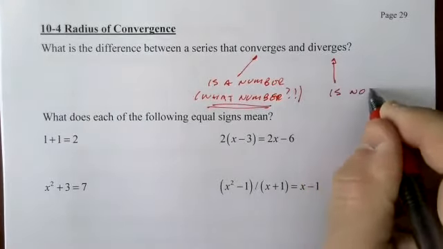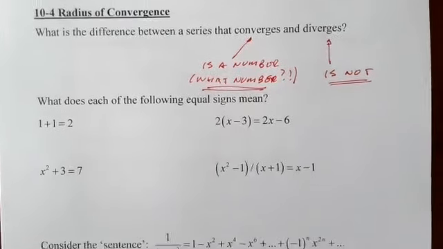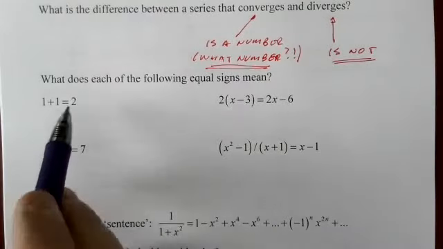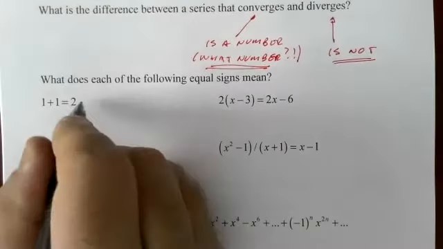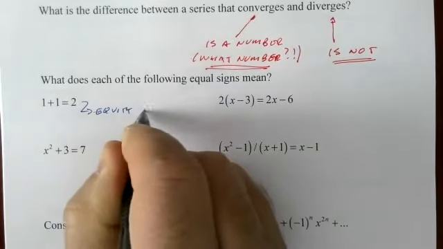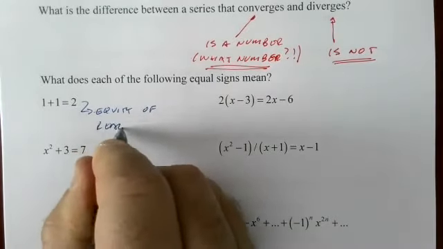So one of the moments of clarity I do try to bring to students is right here. What do the following equal signs mean? Because you're like, oh, they're equal. It's obvious. Something plus something equals something. That's obvious. And this would just be the equality of some real numbers.